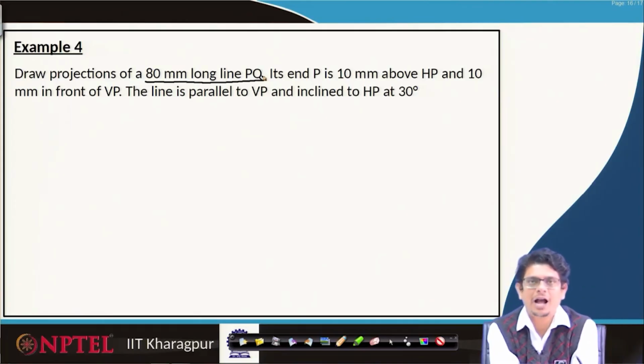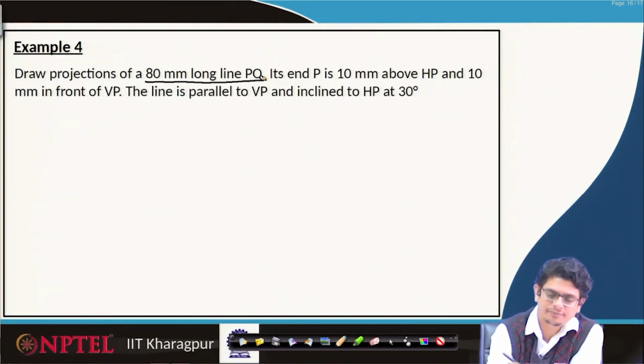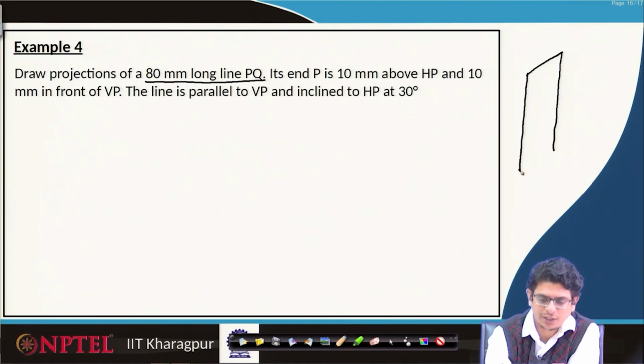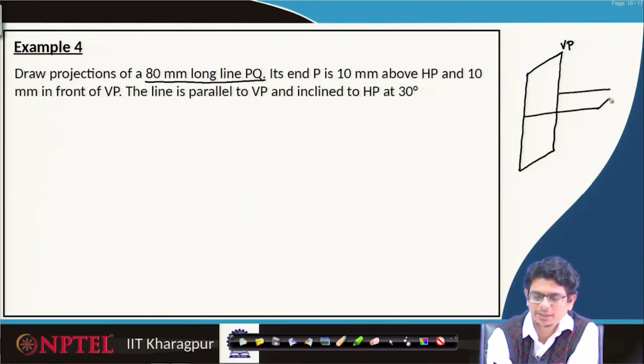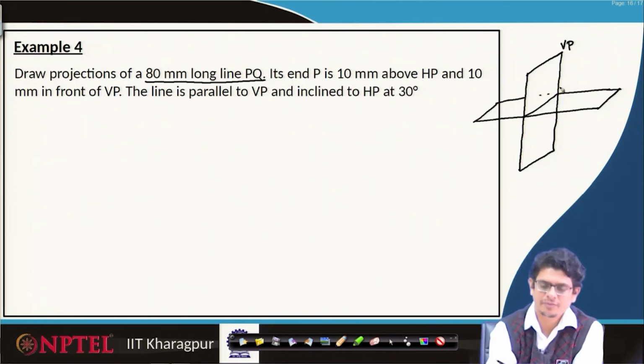First of all, have some visualization of that. To do any engineering drawing, one should have that visual. This is the vertical plane and perhaps this is the horizontal plane, maybe at the back side also it goes. Let us name it horizontal plane.